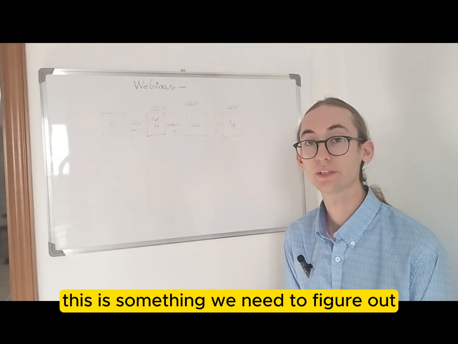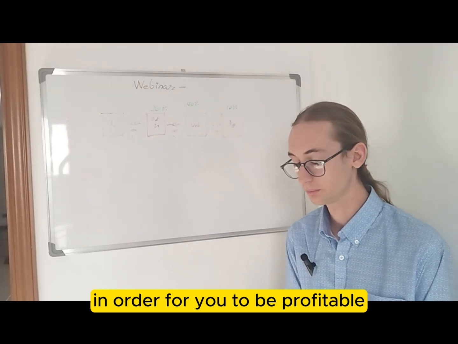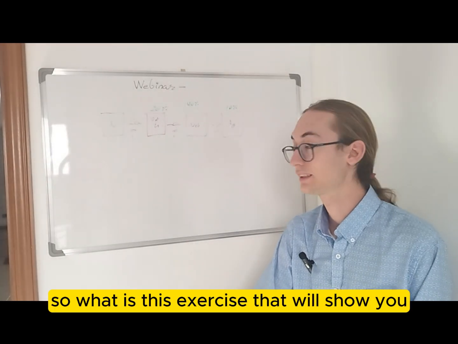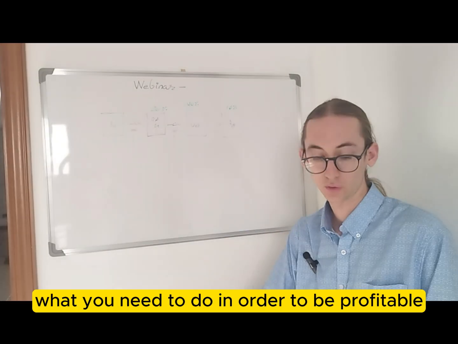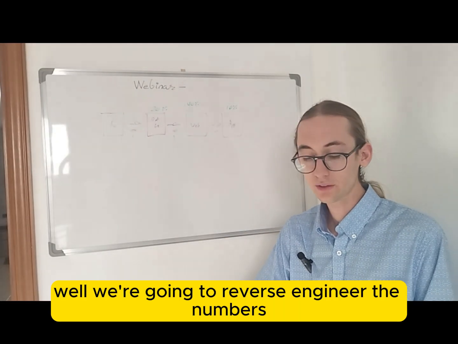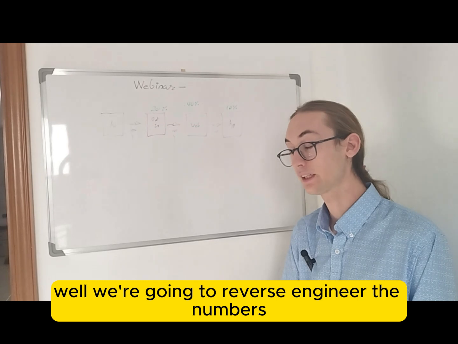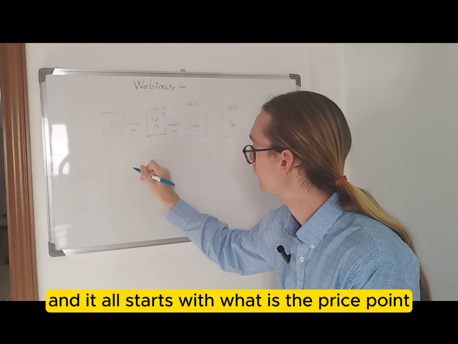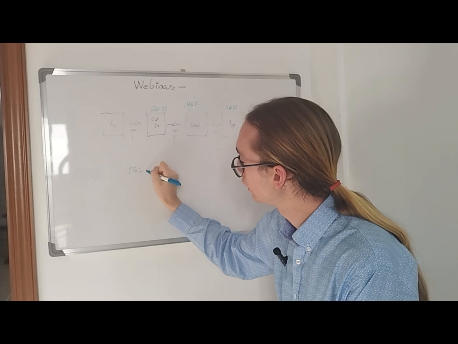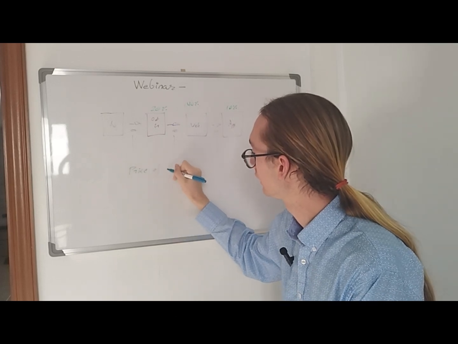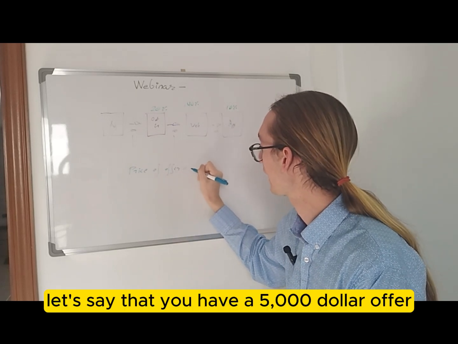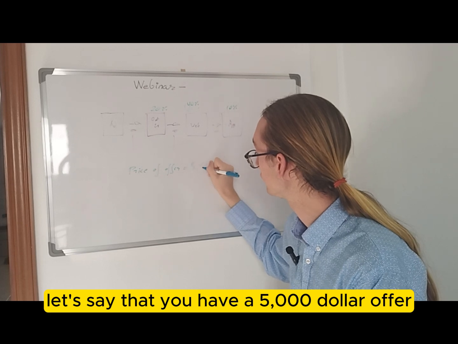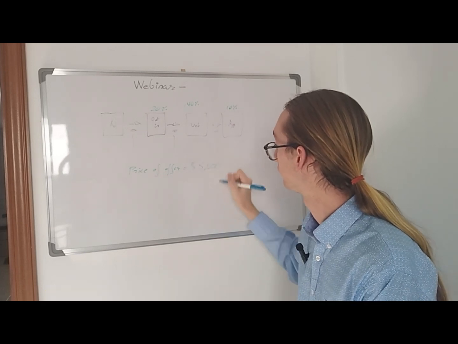This is something we need to figure out in order for you to be profitable. So what is this exercise that will show you what you need to do in order to be profitable? Well, we're going to reverse engineer the numbers, and it all starts with what is the price point of your offer. Let's say that you have a $5,000 offer.